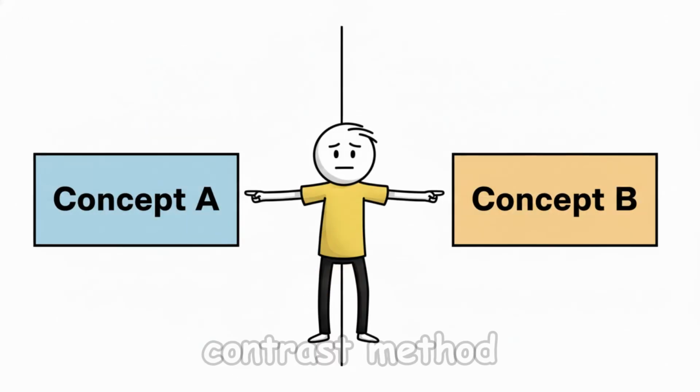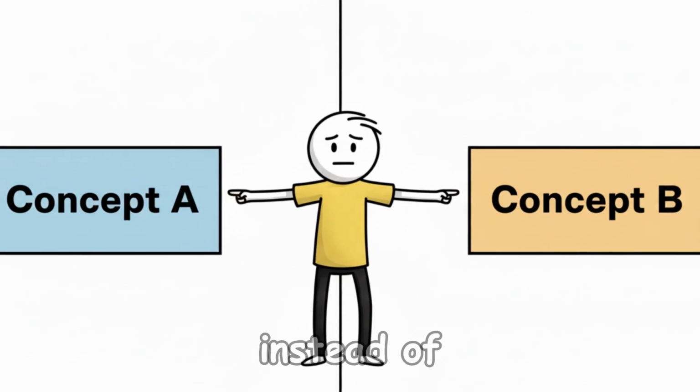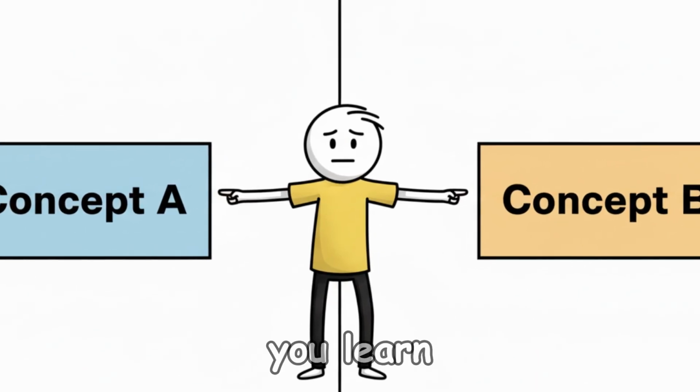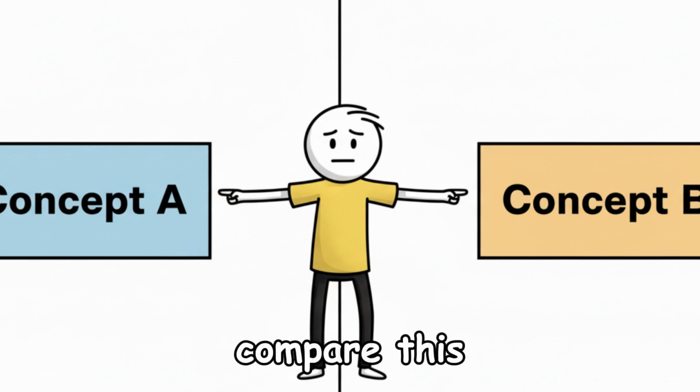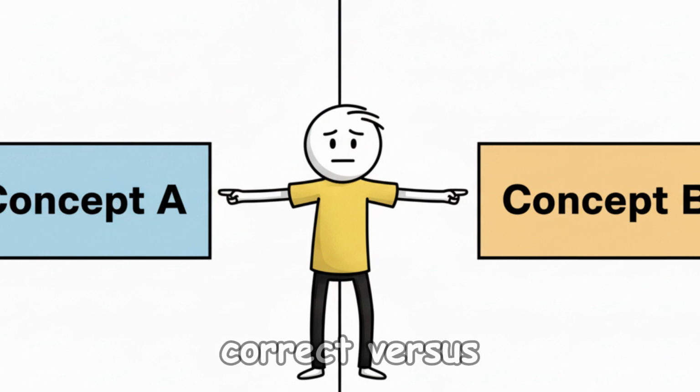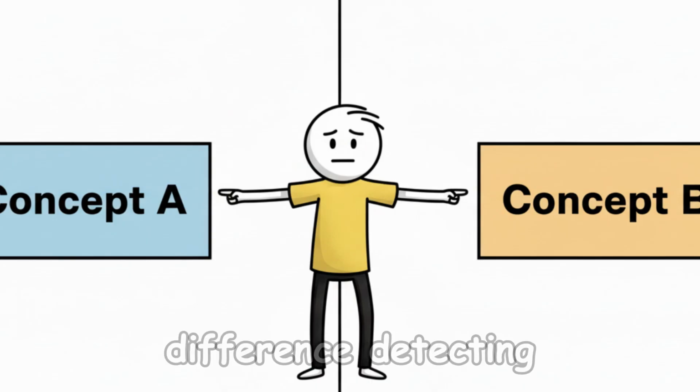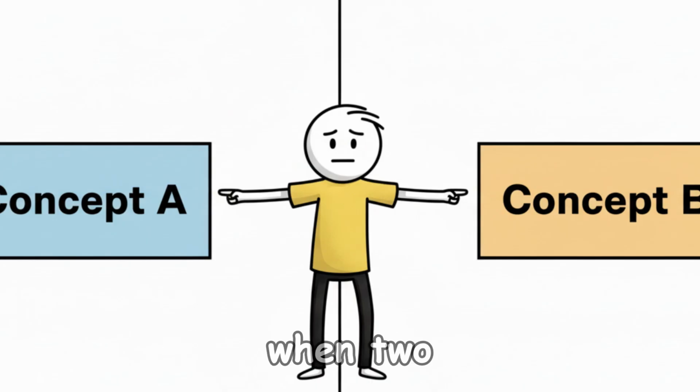At its core, the contrast method is simple. Instead of learning things in isolation, you learn them side by side. You deliberately compare this versus that, correct versus incorrect, good example versus bad example. Because contrast creates clarity. Your brain is a difference-detecting machine. When two things look similar, it gets lazy. When it sees contrast, it wakes up.